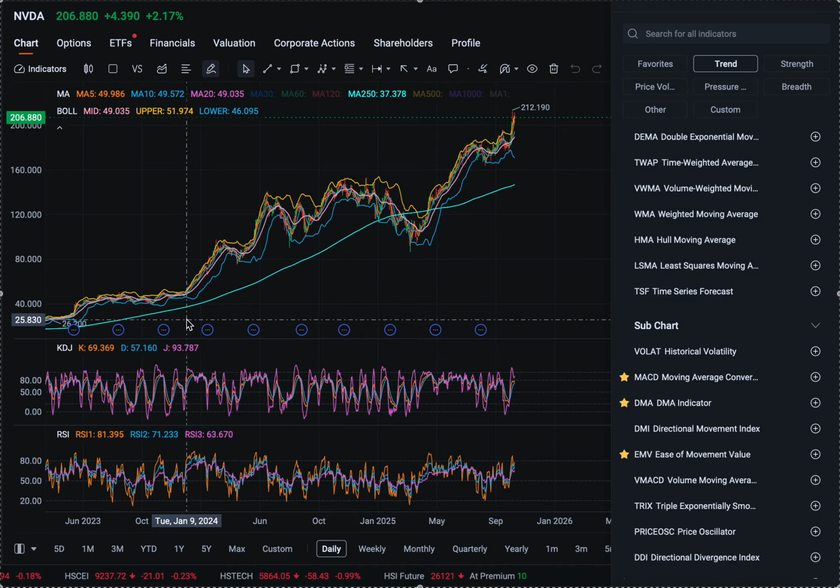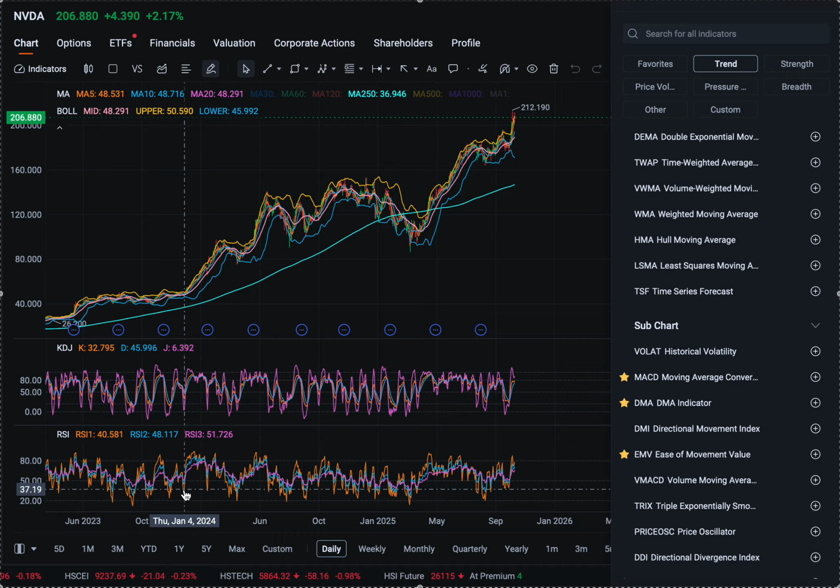For example here, when everything is at a local bottom. That's for KDJ, but then for RSI, the orange line measures bullish trend, and the pink line measures bearish trend.